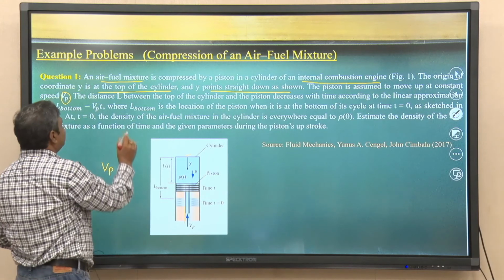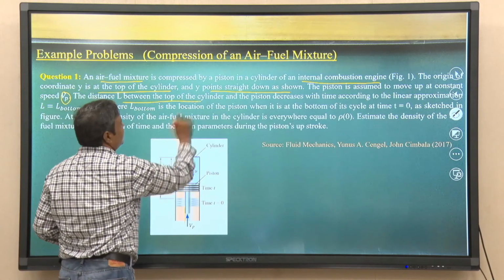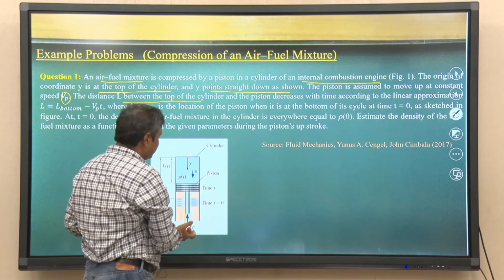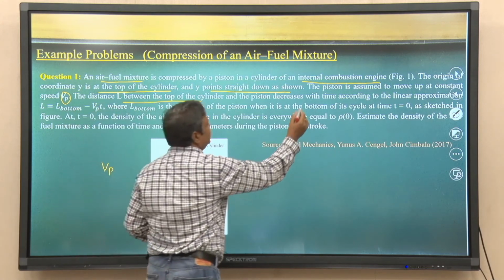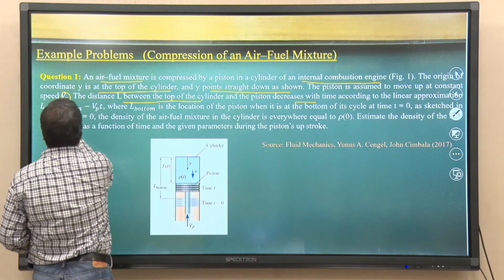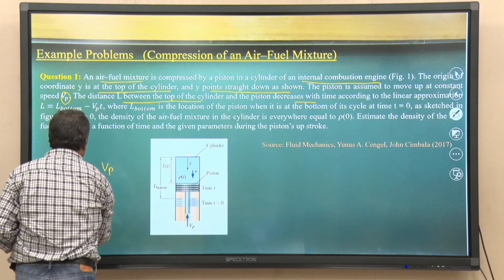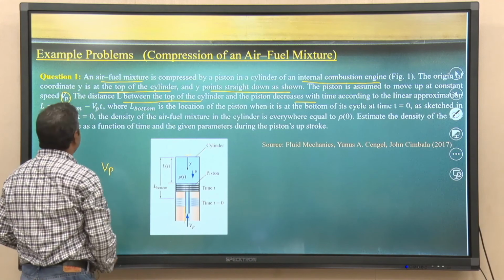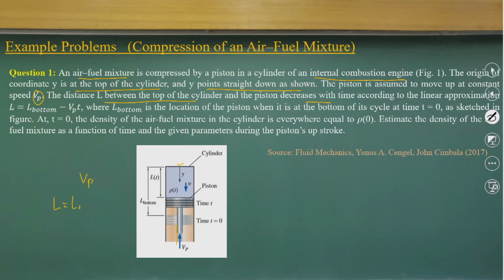The distance L between the top of the cylinder and the position of the piston decreases with time, with a linear approximation of this form: L equals L bottom minus v phi t. So velocity into time is the distance.